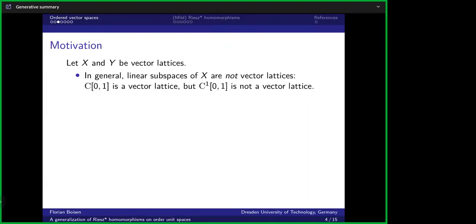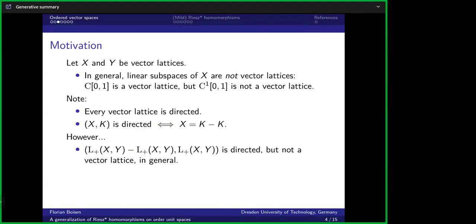Now, some motivation for the class of ordered vector spaces that I want to introduce to you now. So classically, most theory is done for these vector lattices. The lattice structure is really nice and enables a really nice theory. However, even if you work with vector lattices, you quickly come into a situation where you lose the lattice structure. For example, if you have a linear subspace of a vector lattice, this might no longer be a vector lattice. So for example, a classic vector lattice is the space of continuous functions, but the space of continuously differentiable functions fails to be a vector lattice.